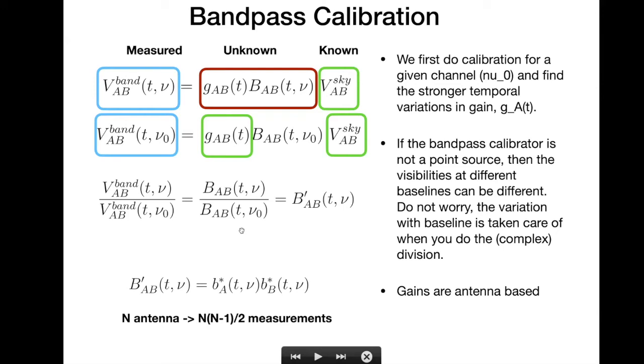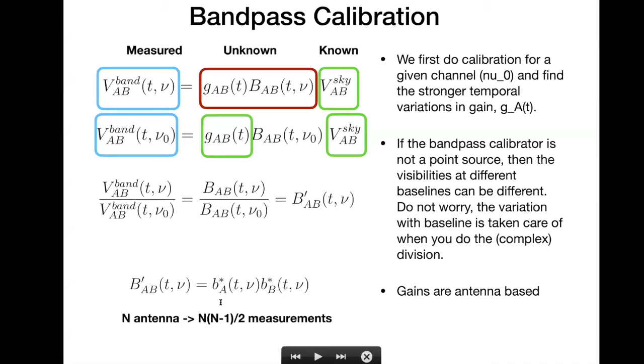So what I'm left with is the bandpass at all channels divided by the bandpass at the channel where I have done the primary calibration. And that's what I have written with the prime here. And that, remember again, is a combination of two antennas, contribution from two antennas. Both of them should not be star, one should be star, but anyway.